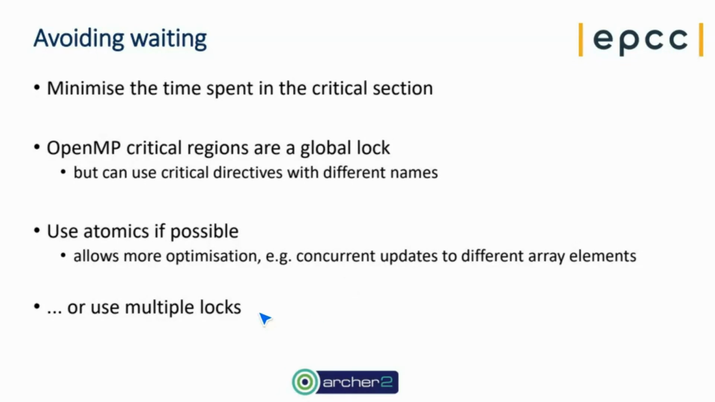Or there might be situations where we might use multiple locks. For example, atomics are really only applicable to a single statement update to a basic type, and not all codes meet that pattern, but you might end up using, for example, an array of locks, or if we have objects or structures, perhaps including a lock in an object or a structure, and using that to do the exclusion on a per structure basis.